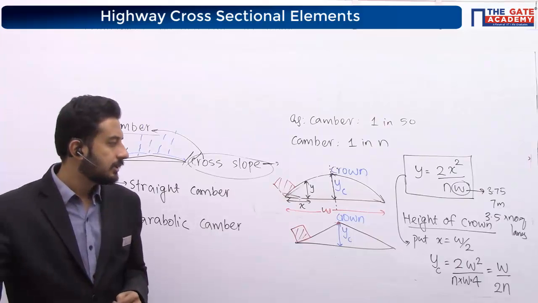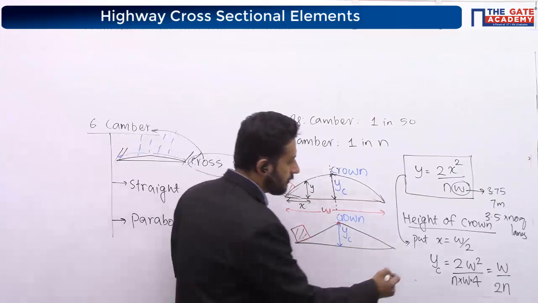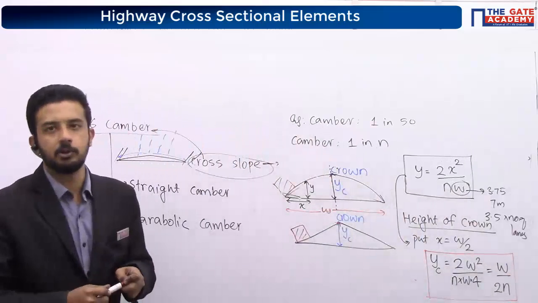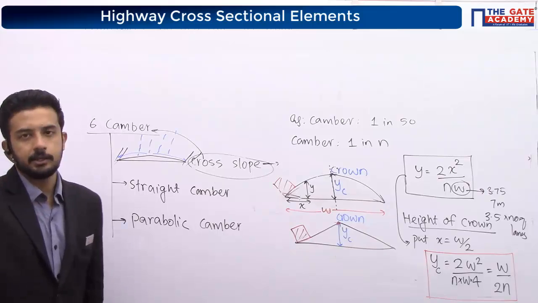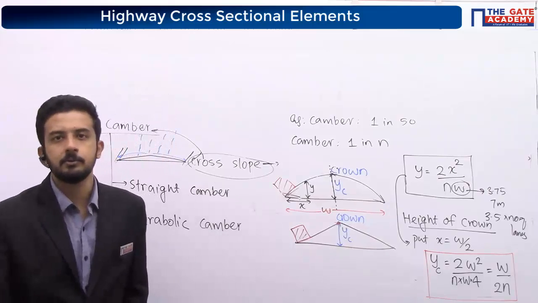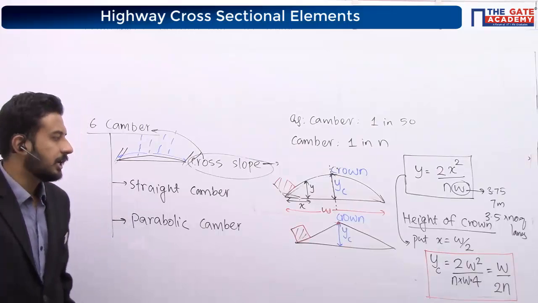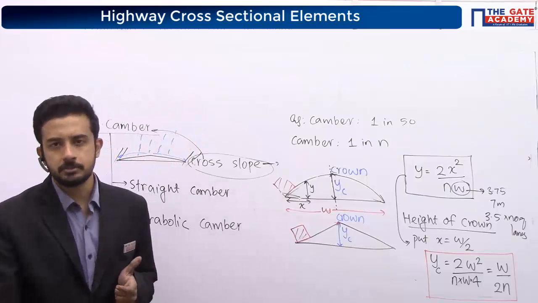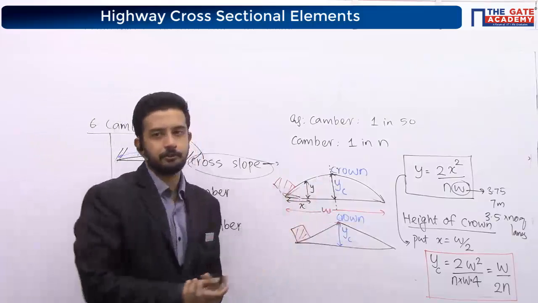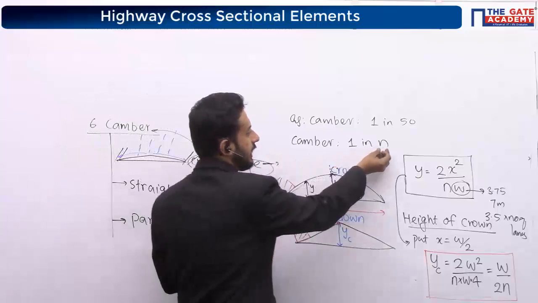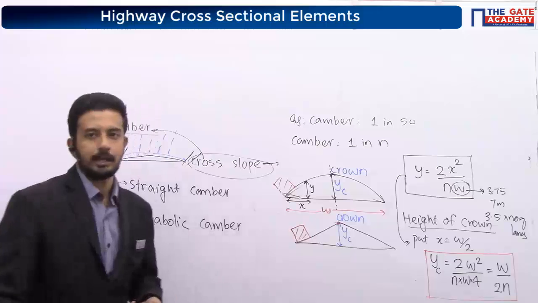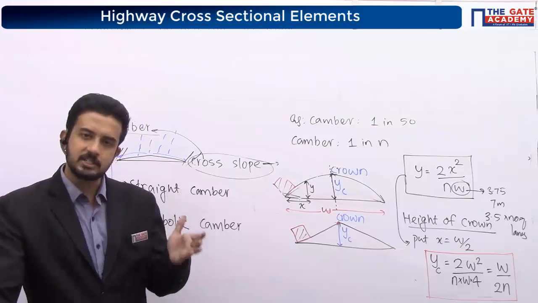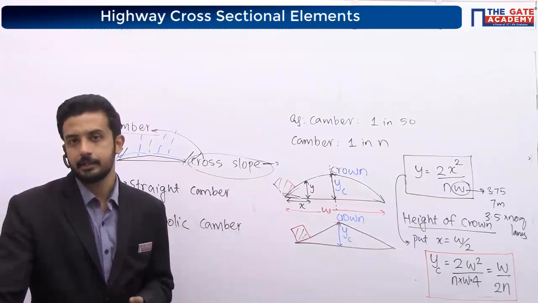Are others getting W by 2n? That equation you have to remember, W by 2n. Or the main equation you can remember, 2x square by nW. So W by 2n is the height of crown. Always remember what n is. If they are giving you some slope, make it into 1 in n form. Then whatever is on the right side, that is your n value. If they give the slope as 1%, it means 1 in 100. n is 100, like that.